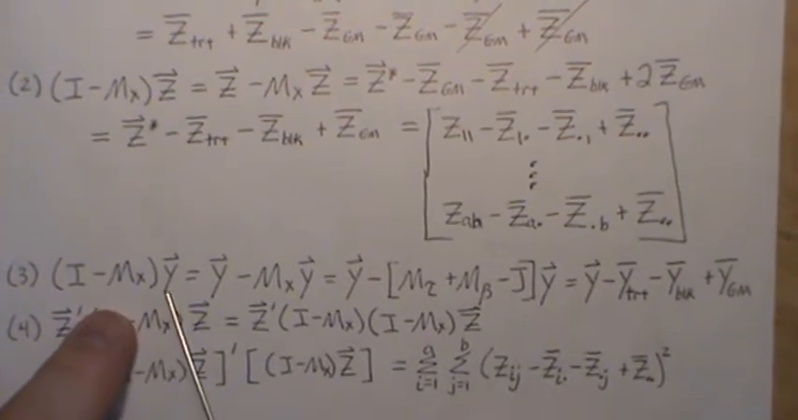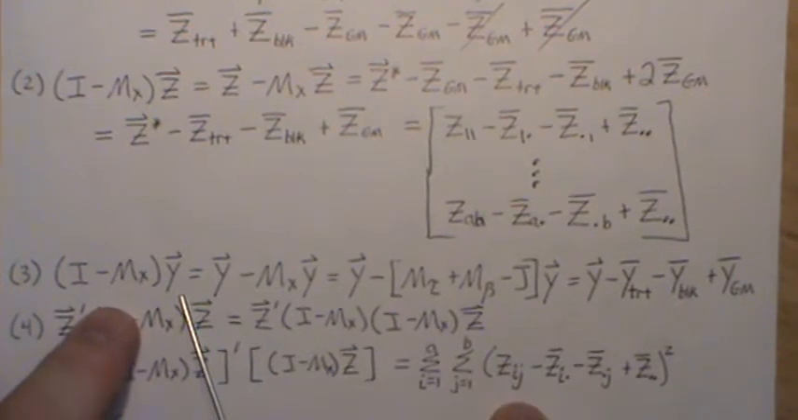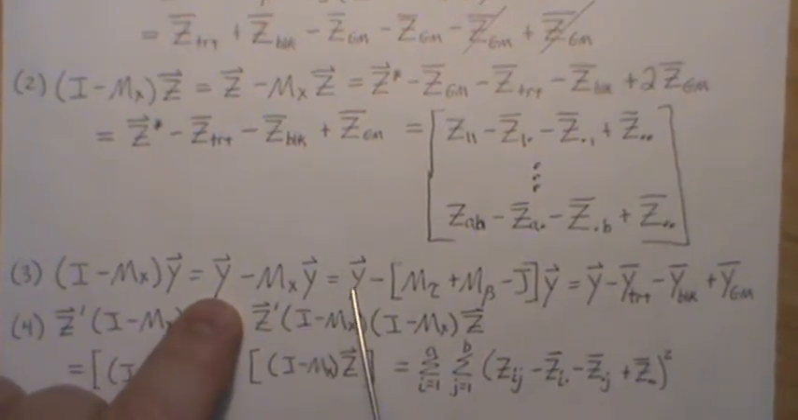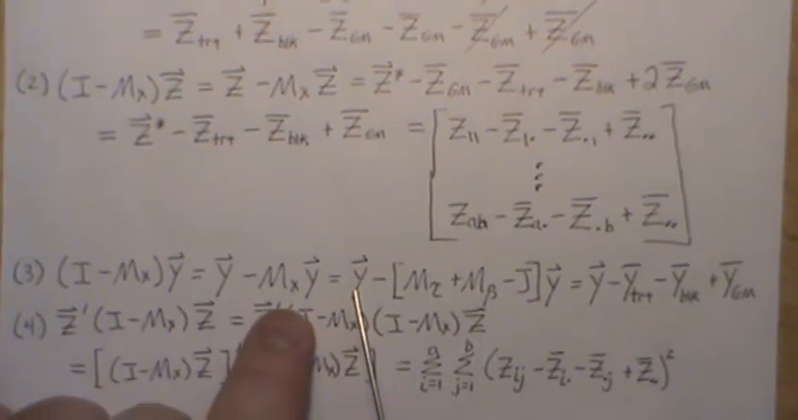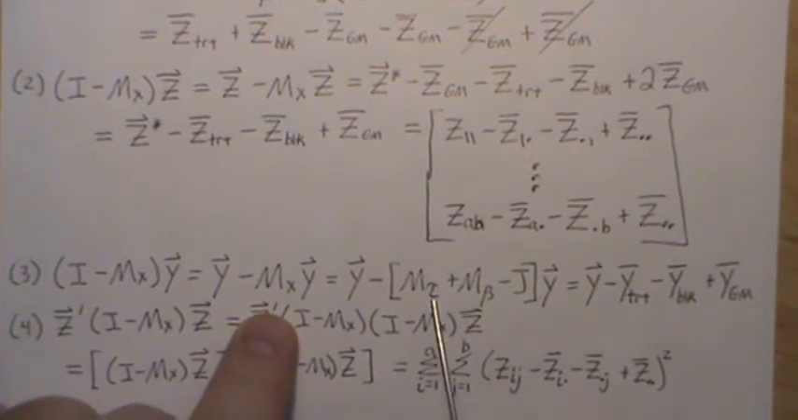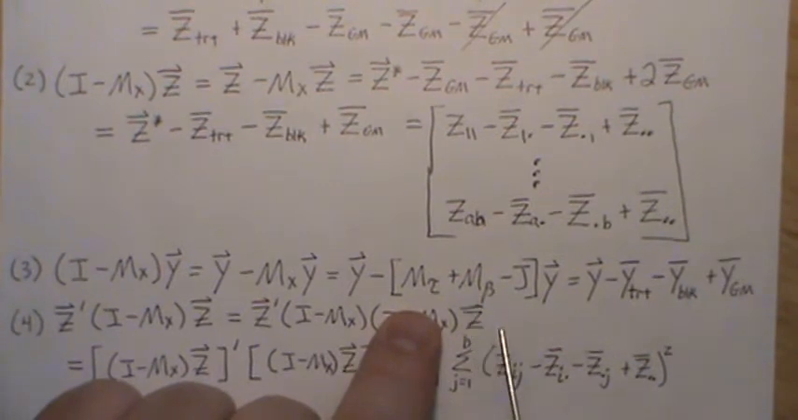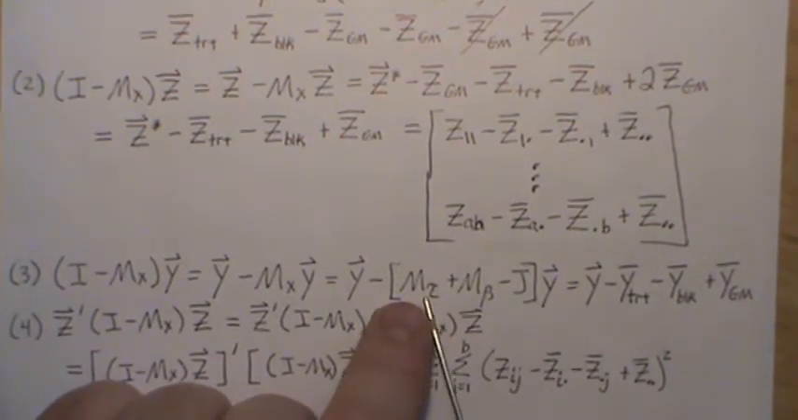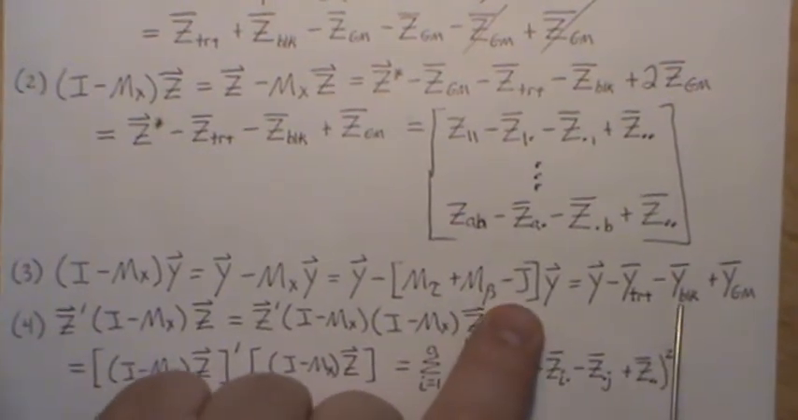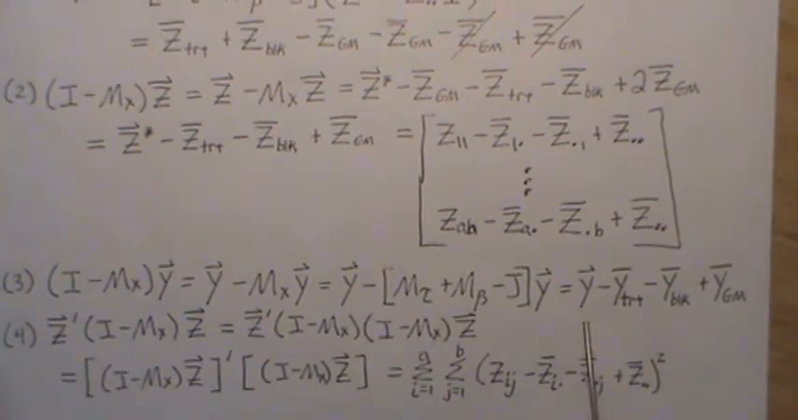Now we do the same for y instead of z. Here was z. Now y times each of those, we get this. And then y is just a vector of y values. And this one, we replace it with what it equals, m tau plus m beta minus j. And this helps us develop structure around that. So y times that, we get a treatment mean vector. We get a block mean vector, and then we get a grand mean vector. And don't forget to distribute that negative.